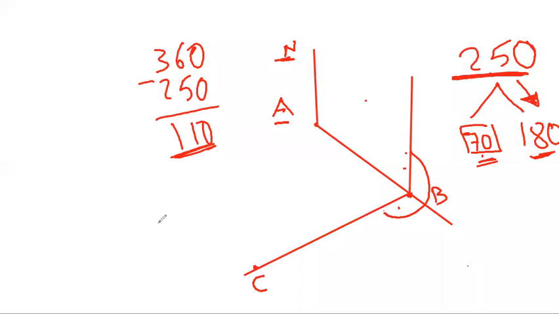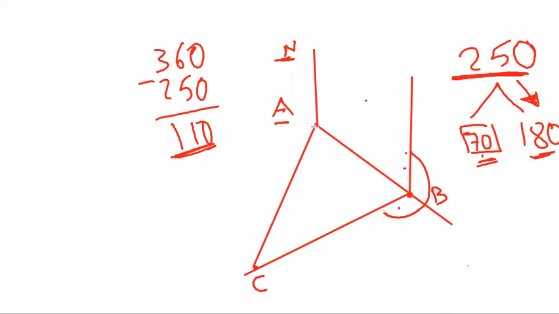Part B. The boat makes its way straight back from C to A. He said the boat makes its way back from C to A. So I'll draw the journey from C to A. One minute. The journey from C to A.